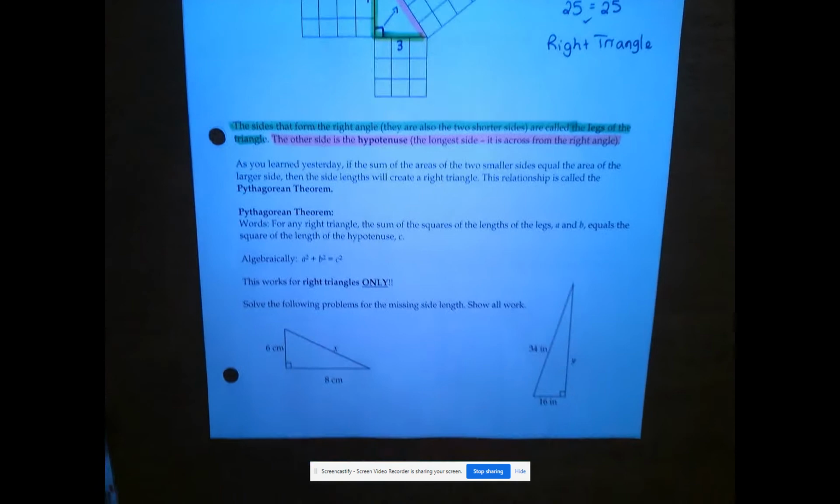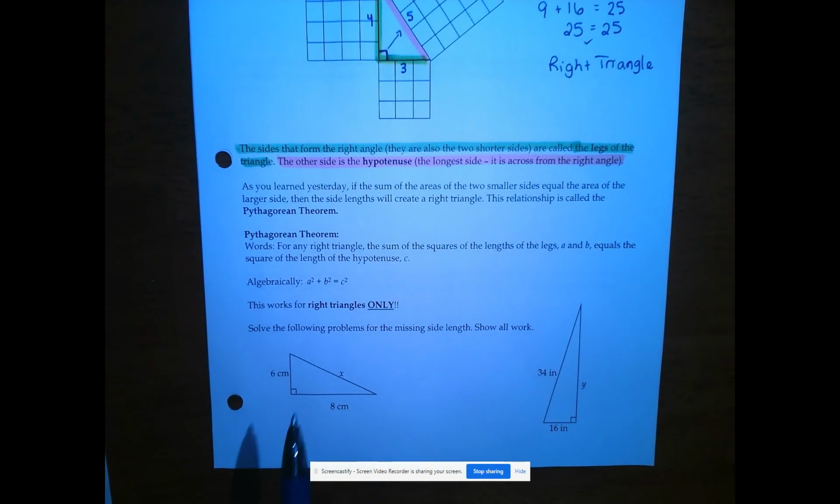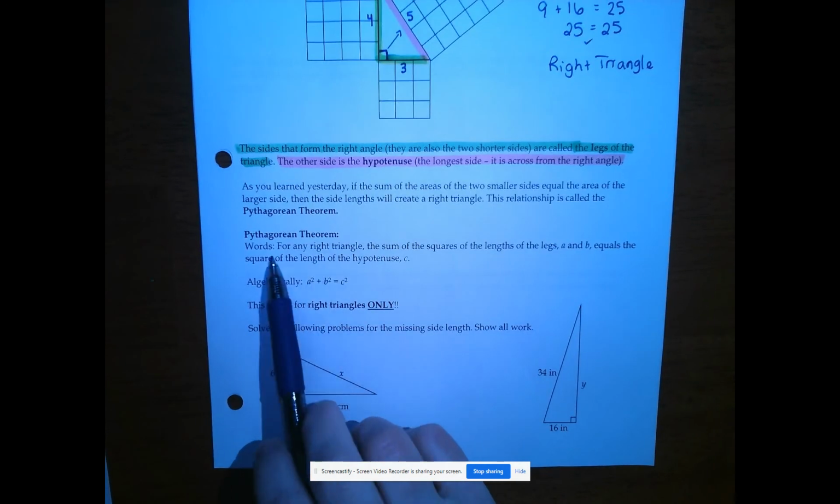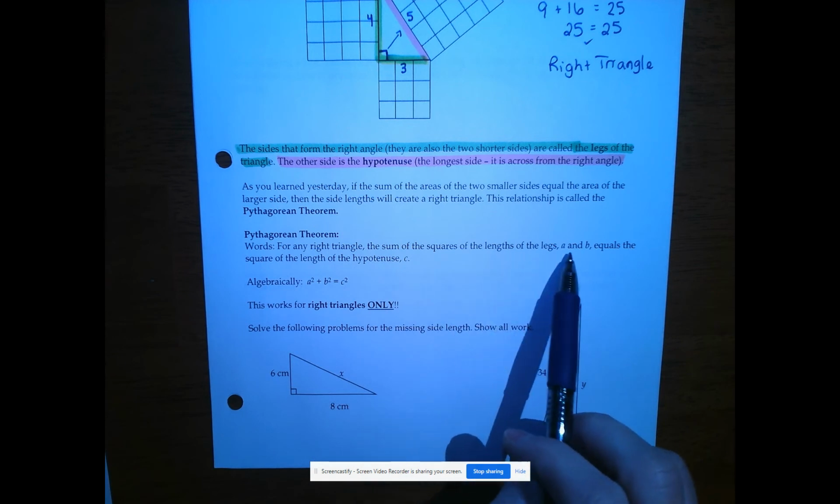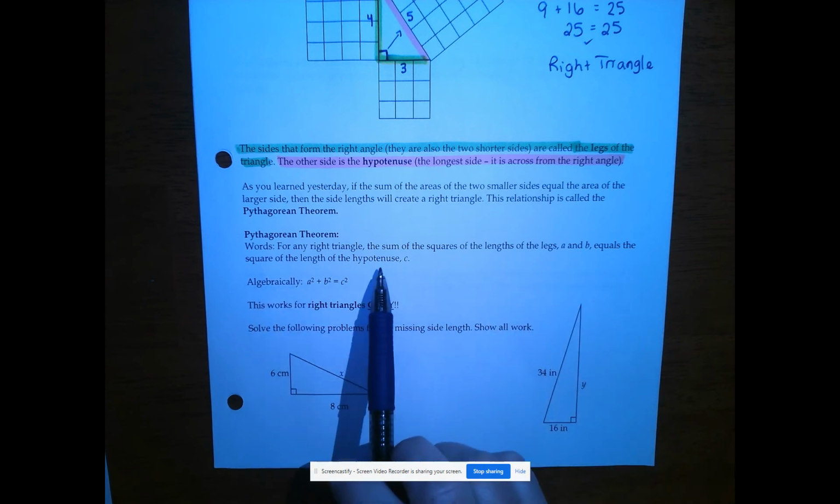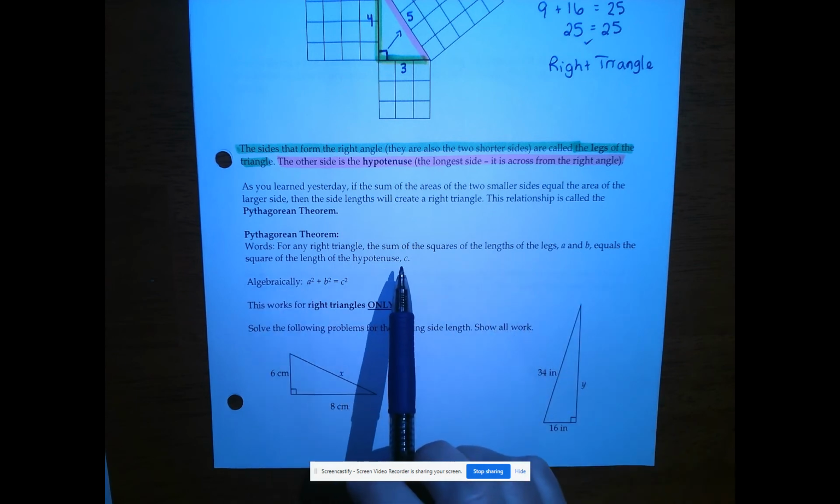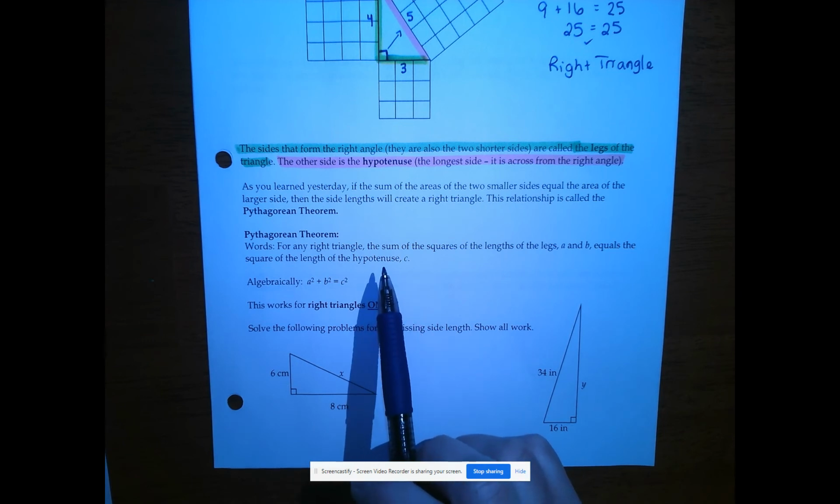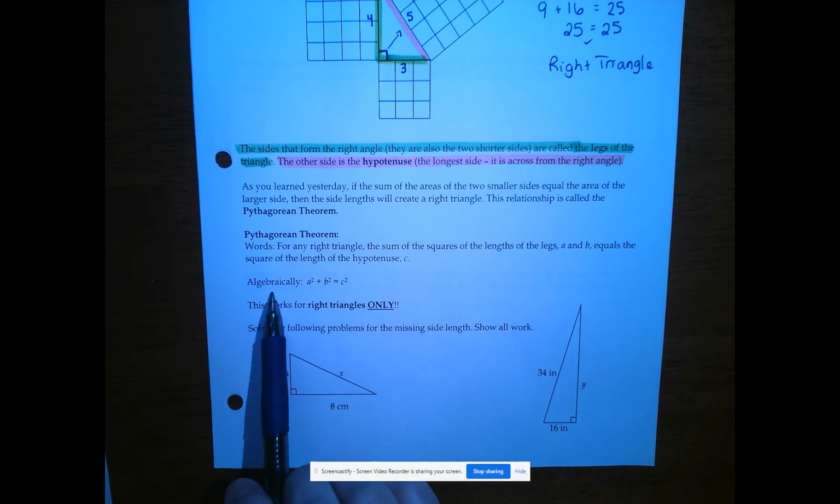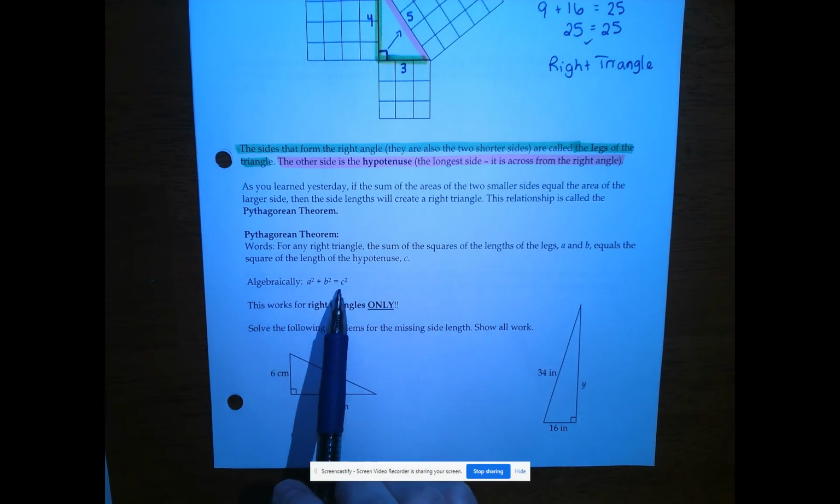So for the next part, it says, Pythagorean theorem in words: for any right triangle, the sum of the squares of the lengths of the legs, a and b, equals the square of the length of the hypotenuse, c. If that sounds vaguely familiar, it was used in The Wizard of Oz, and it was quoted incorrectly by the Scarecrow at the very end of the movie. Algebraically, a squared plus b squared equals c squared.